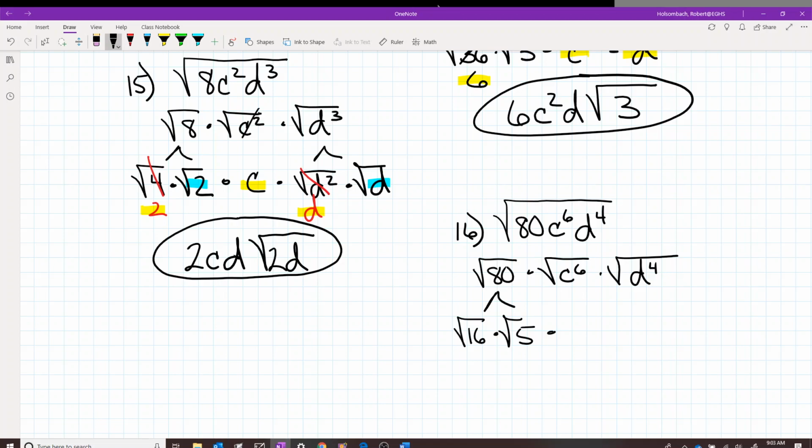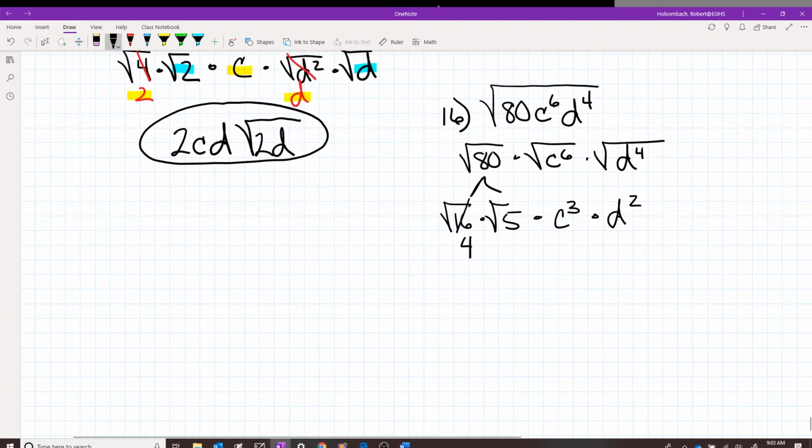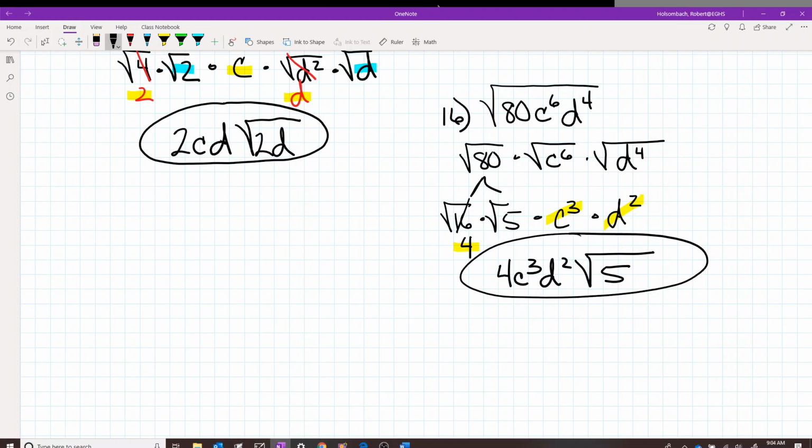The square root of c to the sixth, that's a perfect square, and it's equal to c to the third. The square root of d to the fourth is a perfect square. It's equal to d squared. And the square root of 16 is a perfect square, and it's equal to 4. So now you're going to combine everything that's not under the radical. You got a 4, a c to the third, and a d squared. So outside the radical you got 4, c to the third, d squared. And under the radical you have the square root of 5. There's your simplest form.